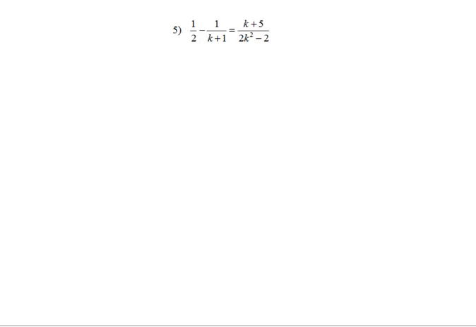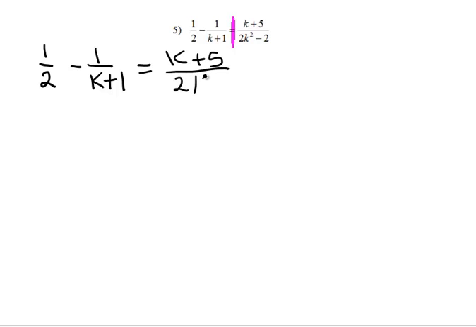Again, we're looking at an equation, so we have to find the least common denominator and multiply the numerators by that to get rid of the denominators. So let's factor first. I think that's the best way to start. So I'm going to give myself a little more room. Start over here: 1/2 minus 1 over k plus 1 equals k plus 5 over 2k squared minus 2.